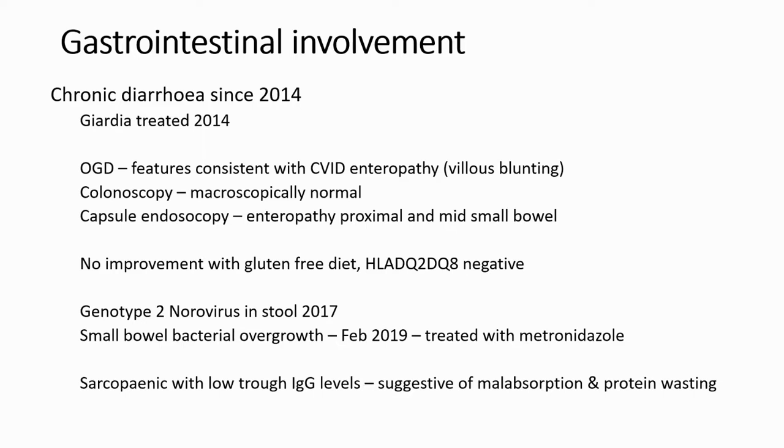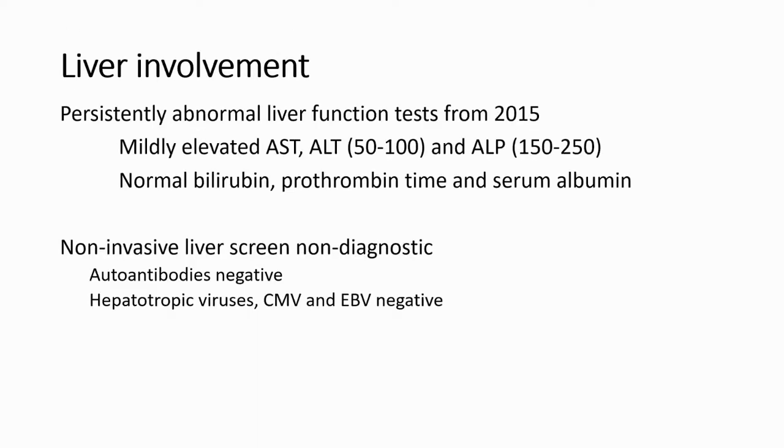He also had evidence of small bowel bacterial overgrowth, which was treated, but despite all of this, he lost weight, he became progressively sarcopenic, and had quite low trough Ig levels, and so it was thought that he probably had an element of both malabsorption and potential protein wasting enteropathy.